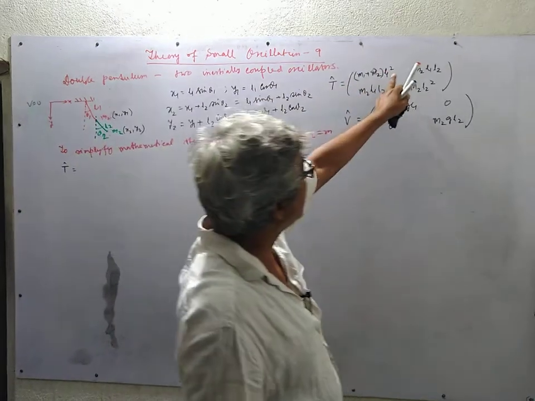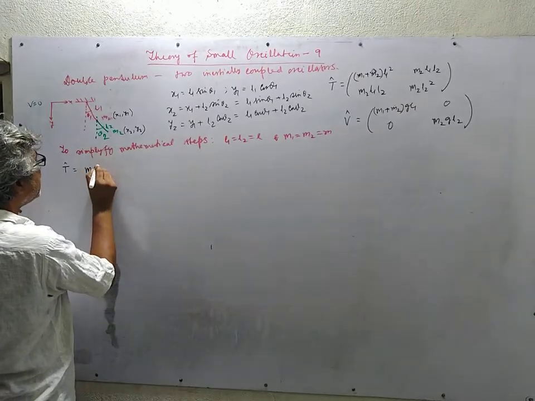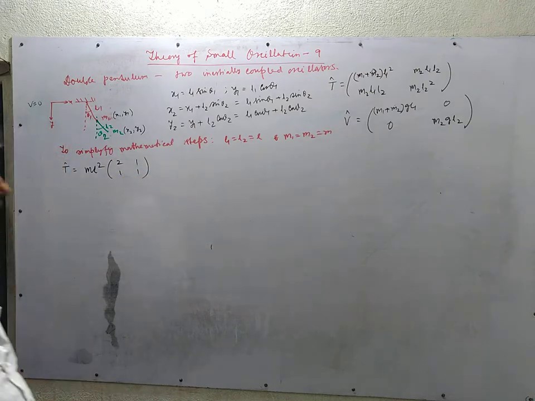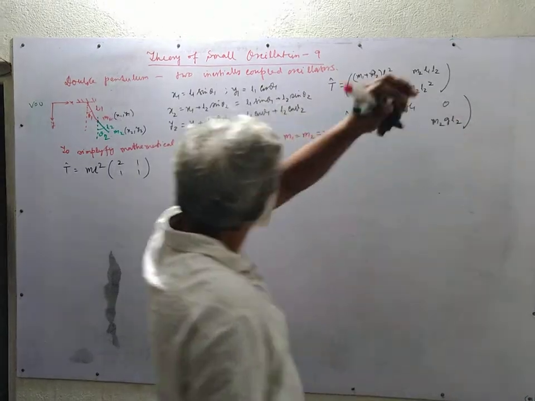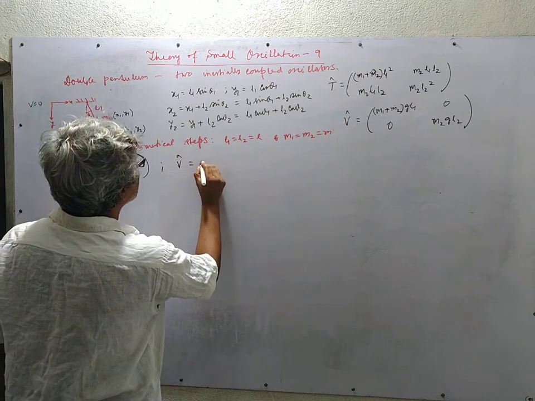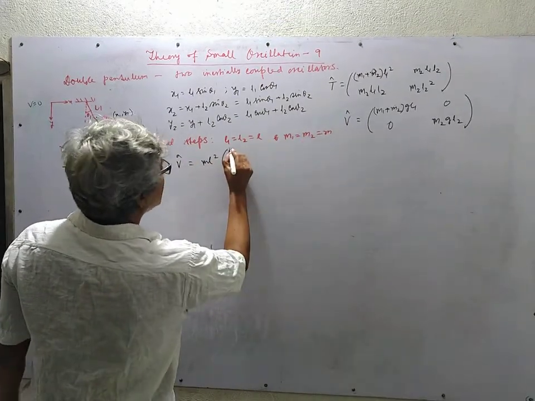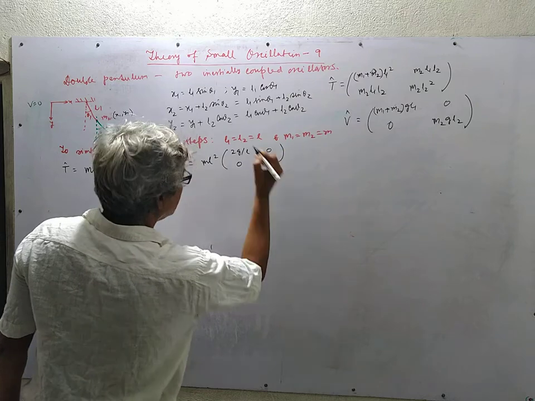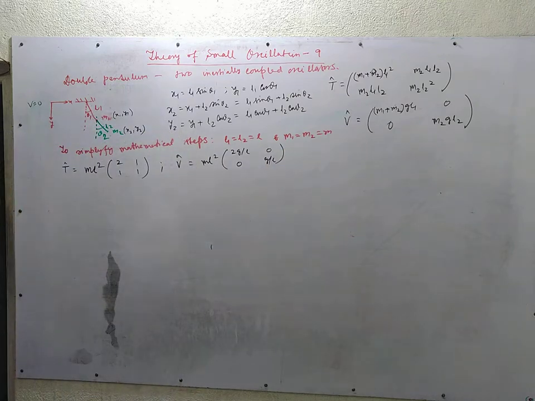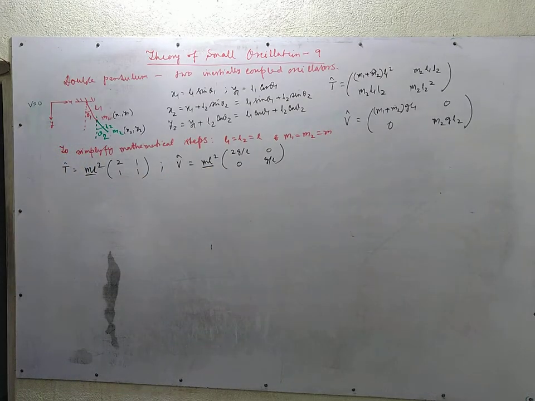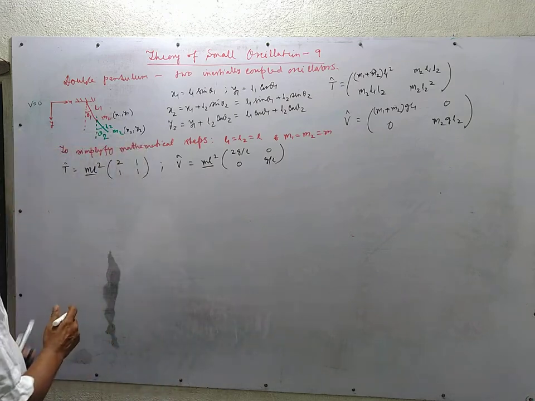this is twice m l squared, and we can take m l squared common, to 1, 1, 1. And the V matrix becomes twice g l, and if we take m l square common from it also, so this is twice g by l, 0, 0, g by l. So these are the T and V matrices. Note that we have taken m l square common from both these two, which will drastically simplify our calculation.